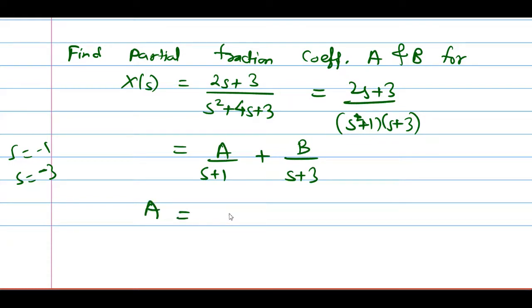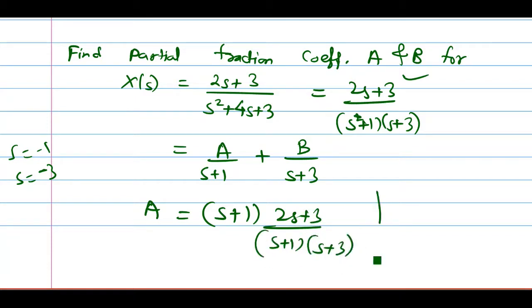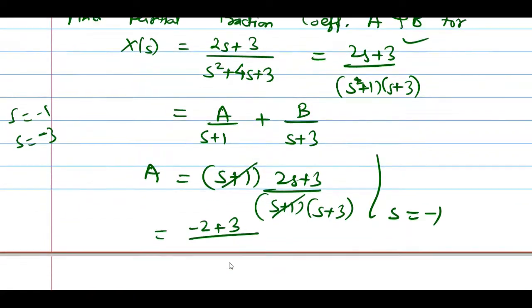So A, in the denominator of A, s plus 1 is written, so s plus 1 times this term, 2s plus 3 upon s plus 1, s plus 3. This value we will calculate at s plus 1 equal to 0, that means s equal to minus 1. So here s plus 1 cancels. So just calculate the value. So 2 into minus 1, that is minus 2 plus 3, divided by minus 1 plus 3. So that is nothing but 1 by 2. So A answer is 1 by 2.